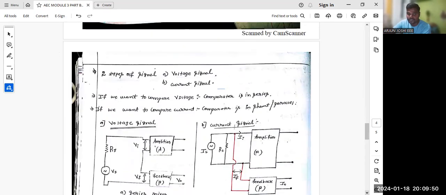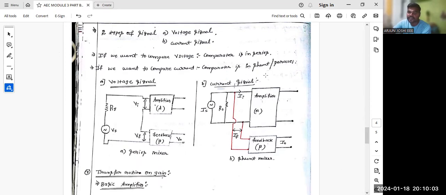Okay, students, now let's understand how to represent these signals. Two types of signals are already there: voltage signal and current signal. If you want to compare voltage, the comparator should be in series. If you want to compare current, the comparator should be in parallel. Now let's understand how to represent this voltage. To compare voltage, the comparator should be in series. How to represent this series?